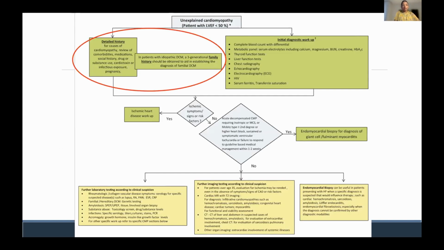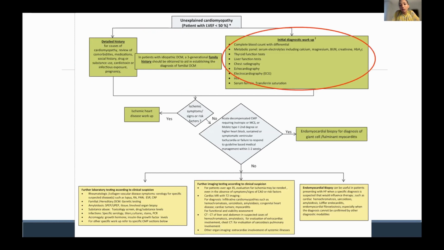So this is a kind of complicated flowchart of diagnostic evaluation in patients with unexplained cardiomyopathy, but I just want to point out the highlights. The first step in somebody with an unexplained EF of less than 50%, you want to take a detailed history, assess for the causes of cardiomyopathy we talked about above. Social history and family history should be obtained, exposure to toxins, substance abuse, pregnancy, etc. Initial workup in all patients should include CBC with differential, metabolic panel, thyroid, liver, chest X-ray, echo, ECG, HIV, and iron studies. Then ischemic workup.